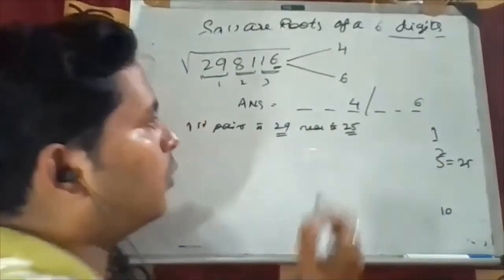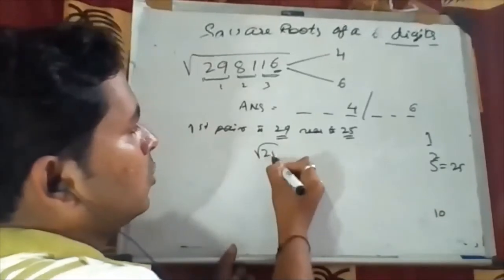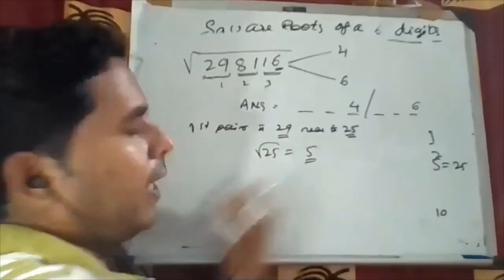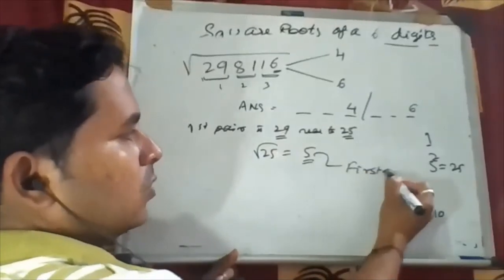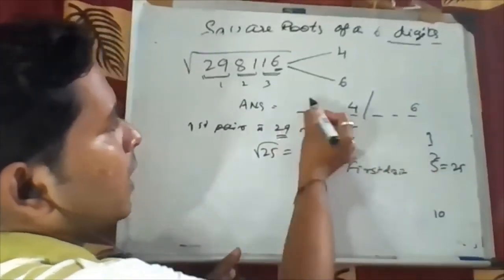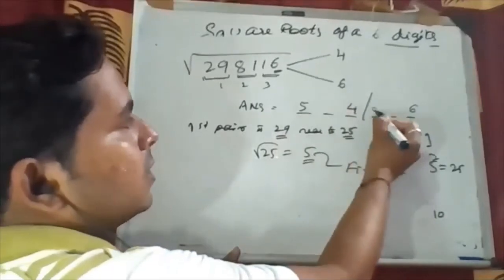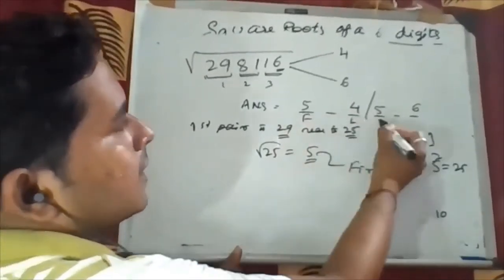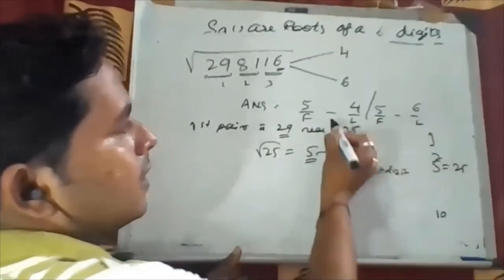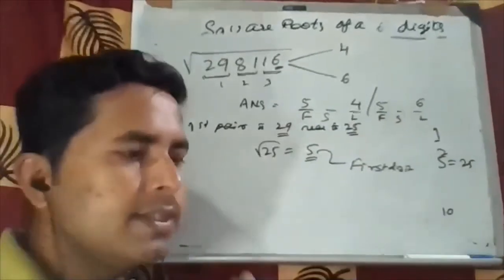So what is the square root of 25 now? The square root of 25 is 5. So this 5 will be the first digit. So I came to know the first digit will be 5. Now I know the first digit and the last digit. Now I have to find out the second digit.